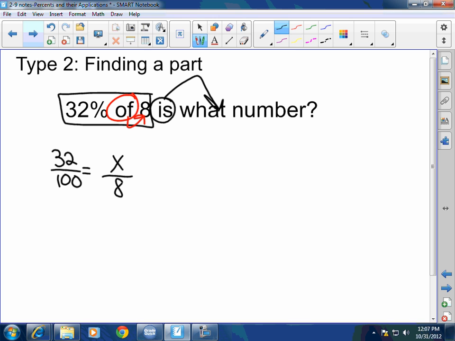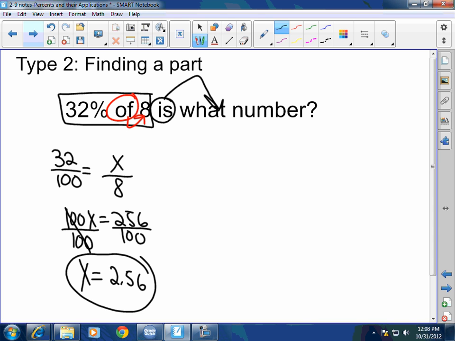So in this case, cross multiply. I got 100x equals 256. Divide by 100. What's the trick when we divide by powers of 10? Move the decimal place to the left as many places as there are zeros. So the answer here would be 2.56. Very good. I don't put a percent sign because I'm not looking for a percent here. I'm looking for a number.